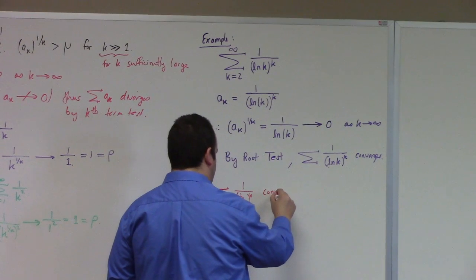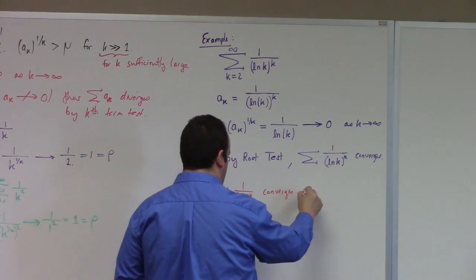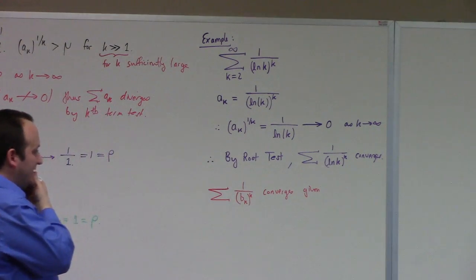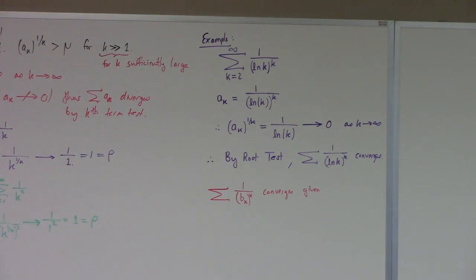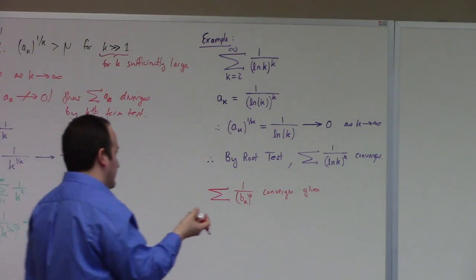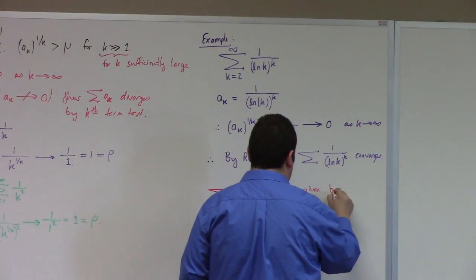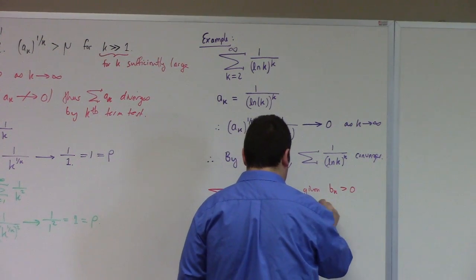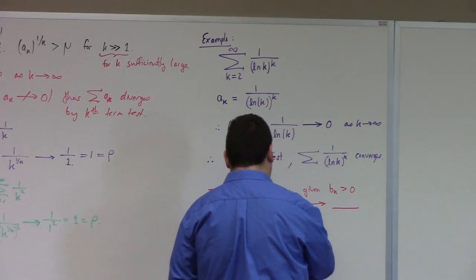This is going to converge if what? What condition do you need for that to converge? You need b sub k to be positive, right? I don't know what to do with negative terms just yet. That's section 12.5. But if I have b sub k is positive, and what? If I have b sub k goes to what? Fill in the blank.